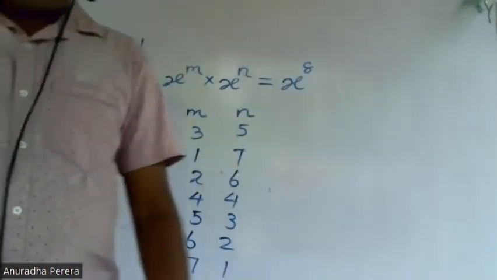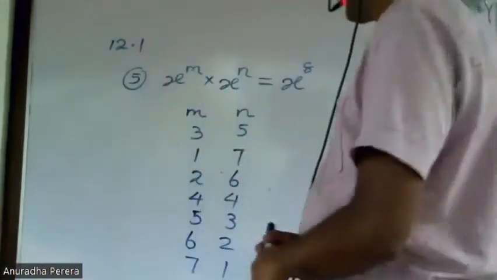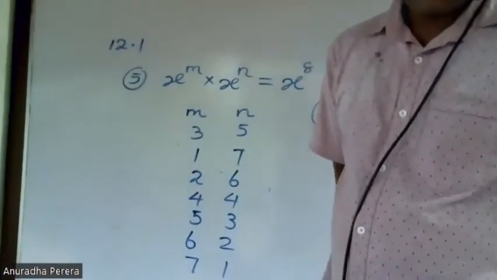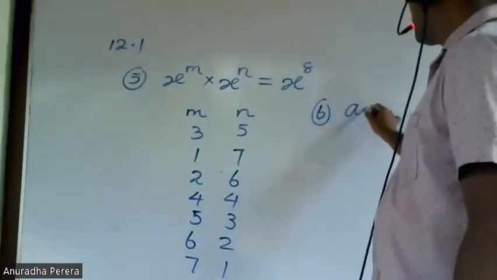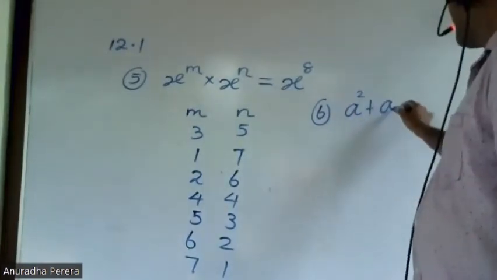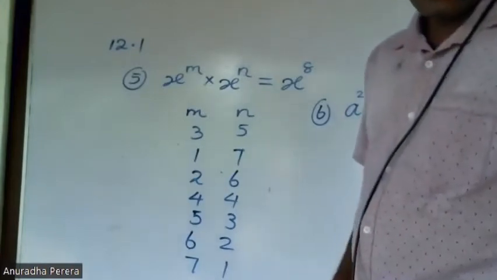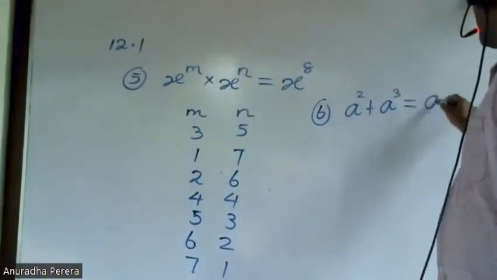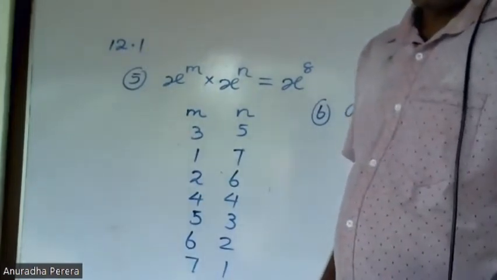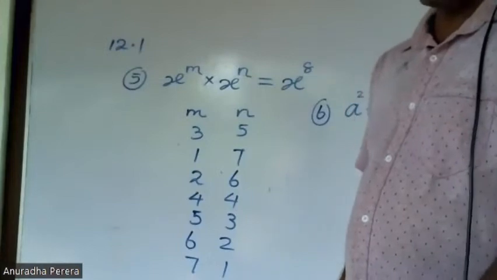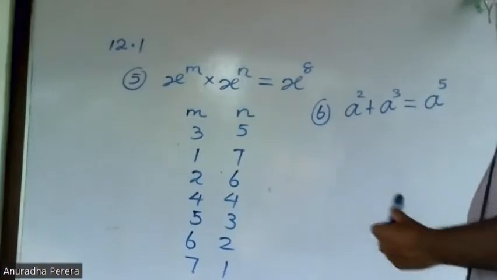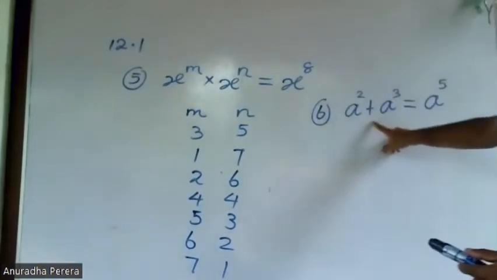Right? Question number 6. Is the equation a to the power 2 plus a to the power 3 equals a to the power 5 true? Actually, this is false, right? Remember, this is an addition.